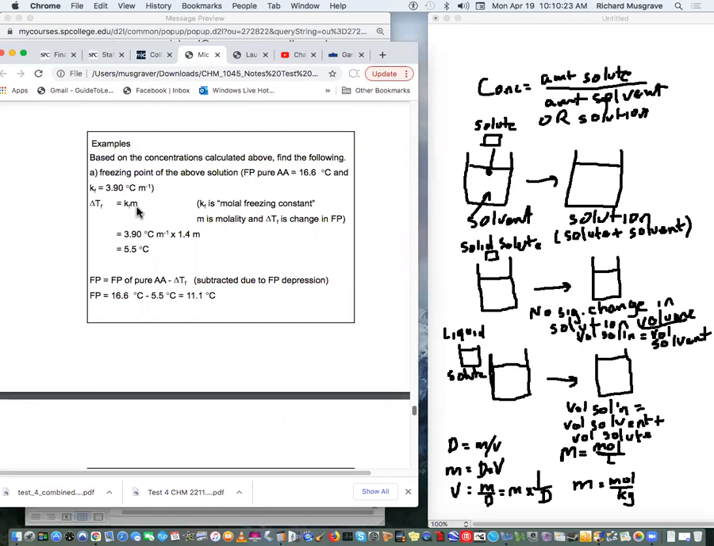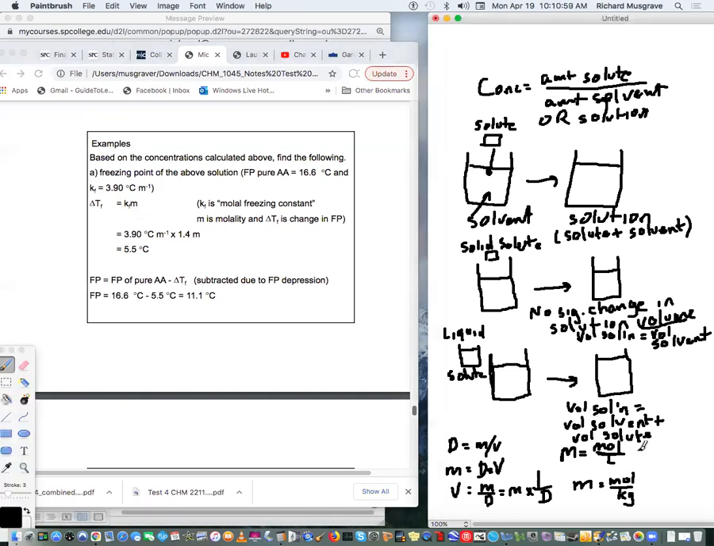We do that by doing delta TF equals KF times m. You'll do this in the lab in Chem 2, if you take Chem 2. So delta TF, that's a change in temperature for freezing point, is going to be KF times m. You are given the value of KF, which is called the molal freezing constant, which has the value 3.90 degrees Celsius per molal, and that's what that little m is called. It's also called molal.